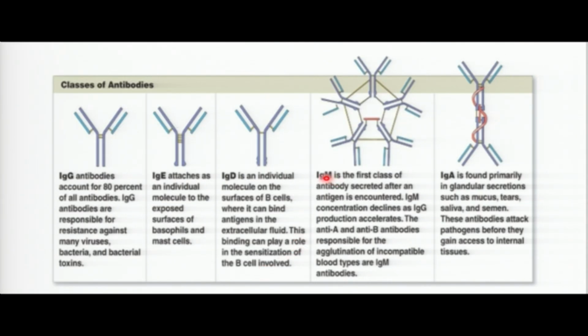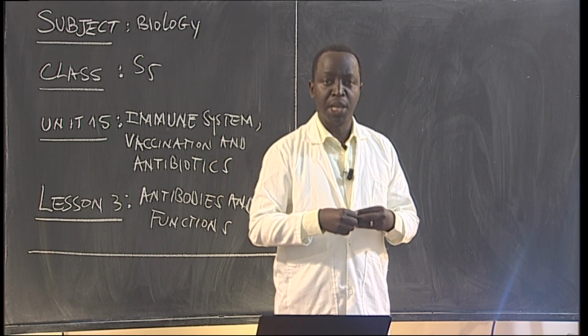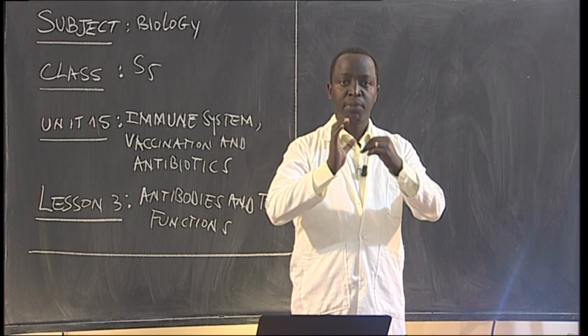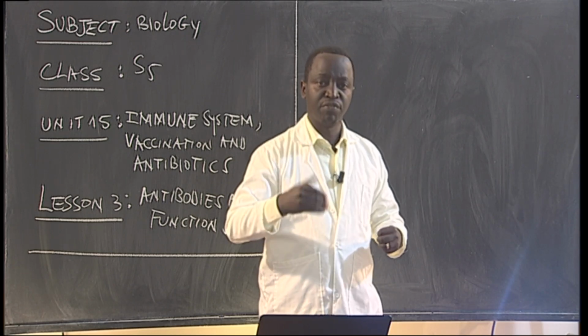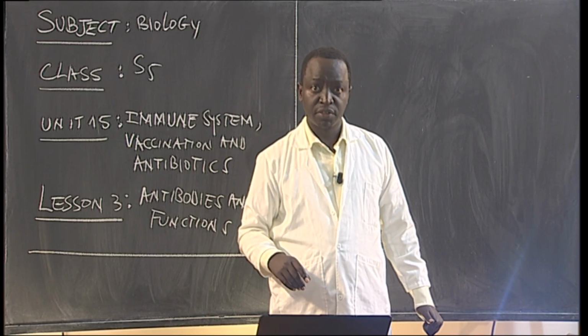This is immunoglobulin M. It is the first class of antibody secreted after antigen is encountered. Actually, when there are antigens present in our body, the first antibody which is going to be produced is immunoglobulin M. It is very complex. It has the ability to agglutinate. They are involved in the agglutination, clumping of the red blood cells in order to prevent the spread of the germs in all parts of the body. Are we together?